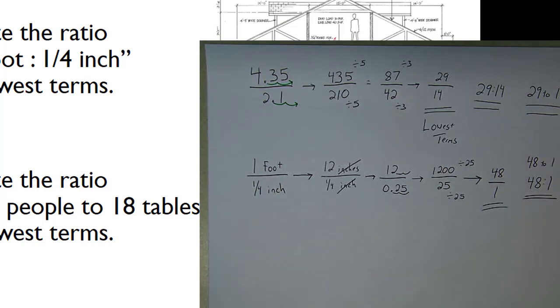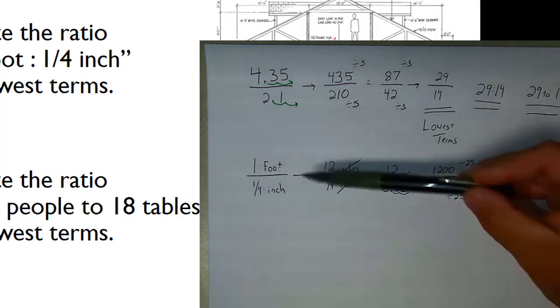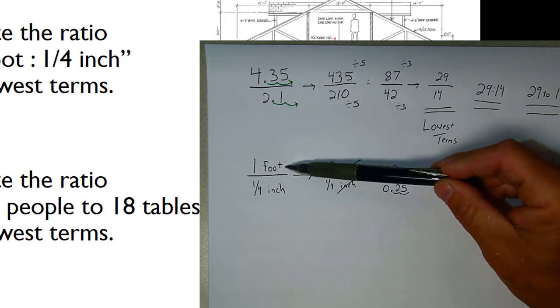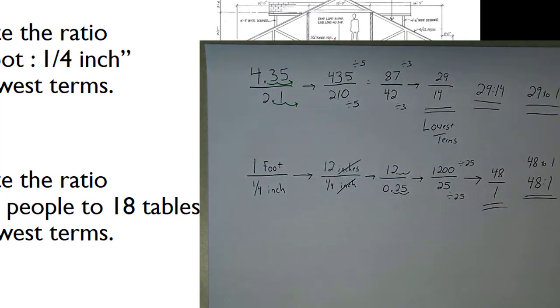And that's the scale of most architectural blueprints for houses. They use 1 foot of actual house represented by 1/4 inch on the blueprint, or in other words, it's a 48 to 1 scale. The real house is 48 times as big as the blueprint is.